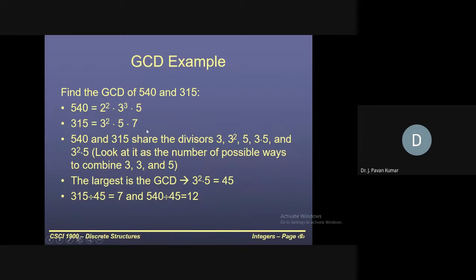Just at this point, what you have to understand is 540 can be prime factorized as 2 square into 3 cube into 5. Similarly, 315 can be factorized as 3 square into 5 into 7. Now, out of these, which one is common? 3 square into 5 is common. That can be considered as the greatest common divisor. 3 is also common, you can argue like this. 5 is also common. 3 square is also common. Yes or no? 3 square into 5 is also common. Out of these all, which one is the largest one? 3 square into 5. That will be the GCD. Got it?